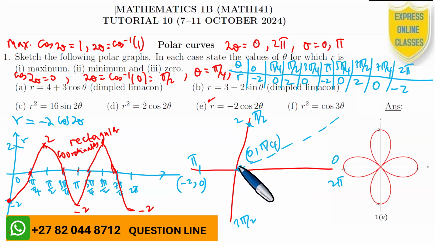So then at pi over 2, it's going to be 2. At 3 pi over 4, it's 0 again. At pi, it becomes -2, which is going to be -2 at pi.